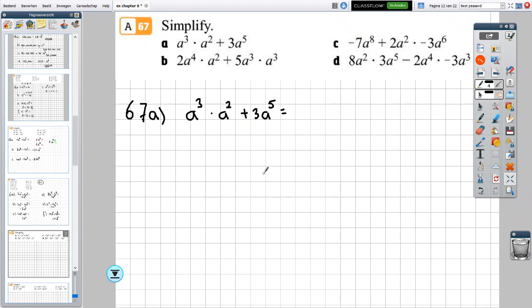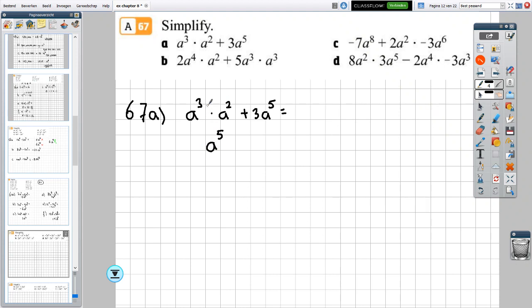And remember the order of operations. We first have to do multiplications and then we can do additions. So here we need theory A, right? What happens when we multiply powers with the same base? In that case we add the exponents up, right? 3 plus 2 is a to the fifth.